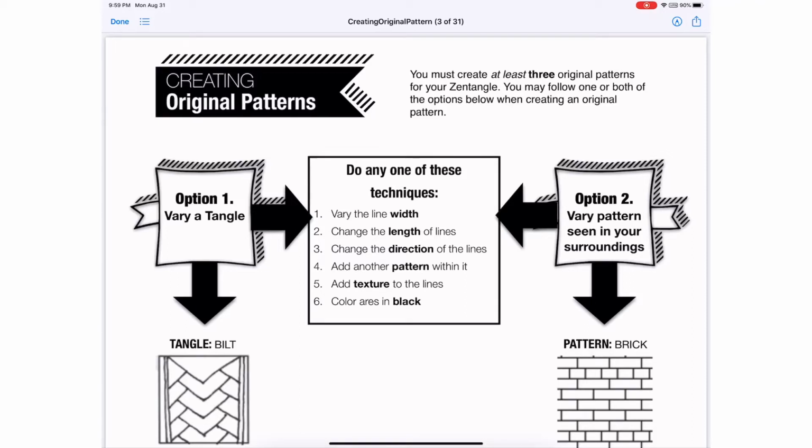You must create at least 3 original patterns that you will have to include into your Zentangle. To do this, you may follow one or both of the options below when creating an original pattern. The first option is you can take a tangle and vary it by doing one of these techniques. You can vary the line width, change the length of lines, change the direction of the lines, add another pattern within it, add texture to the lines, and color areas in black.